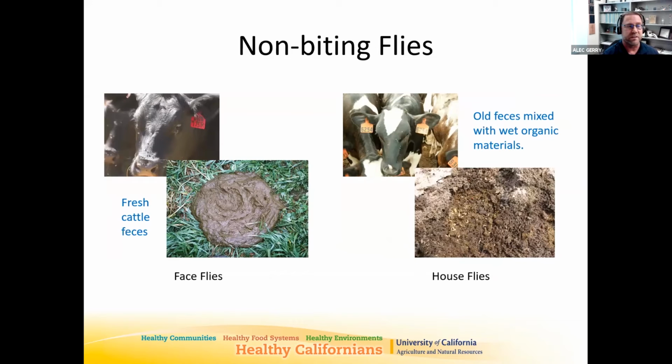Another important difference between these two flies is that face flies develop in very fresh cattle feces. So the adult flies will land on fresh cow poop, essentially just expressed cattle feces. They'll lay their eggs in that feces, and the immatures then will develop in that fresh feces. The house flies on the right generally develop in older feces, often feces mixed with wet organic materials like animal feed or haylage, silage, or other organic materials that get mixed in with the feces. So they're not going to use fresh cow feces. They're going to look for something that's a little older, a little aged. I like to call it aged, kind of like a fine wine.